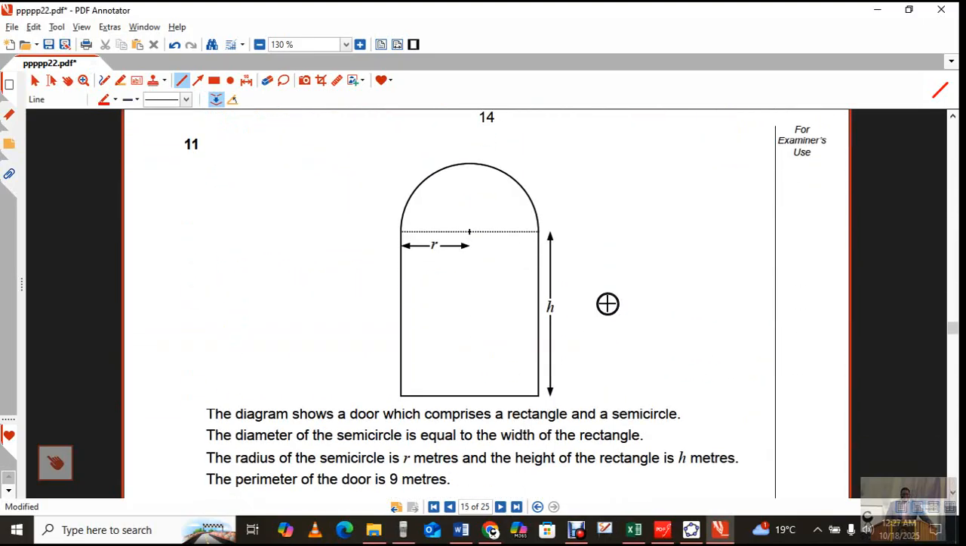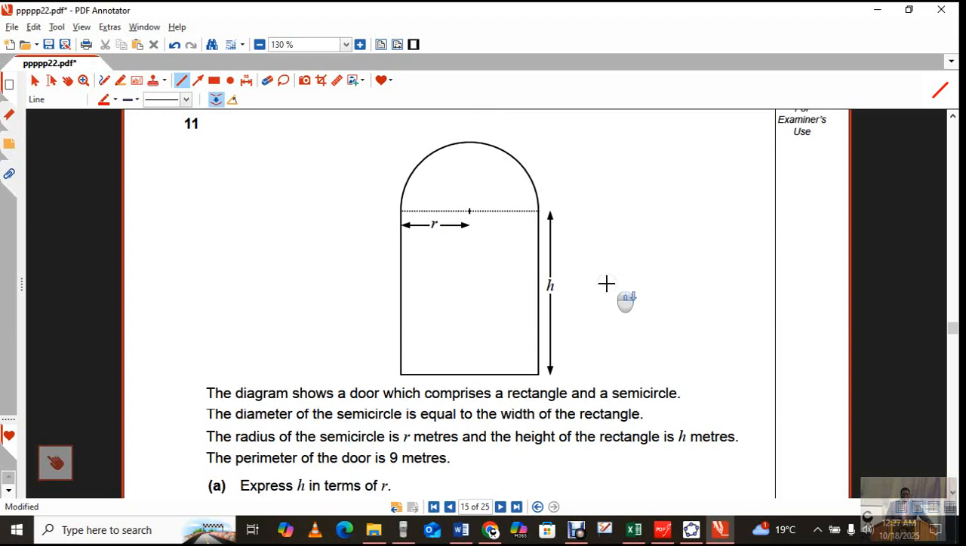Right, that brings me to question 11. Question 11 is the second, or there's still more questions to go. All right, so we need to have a move on.